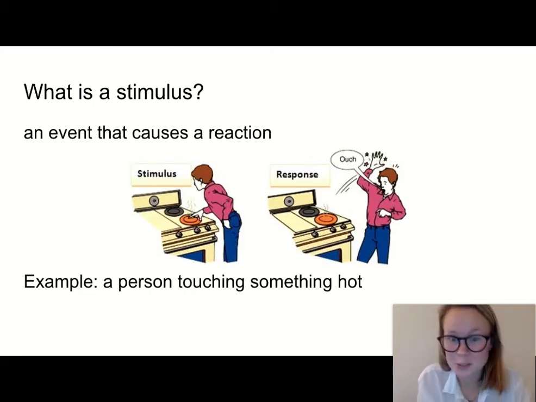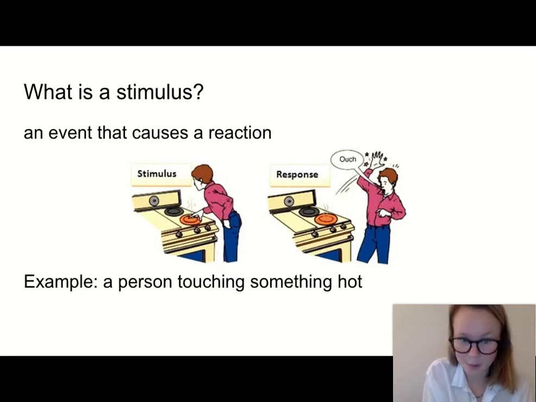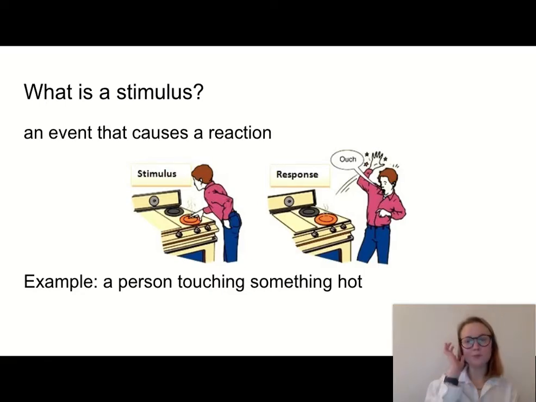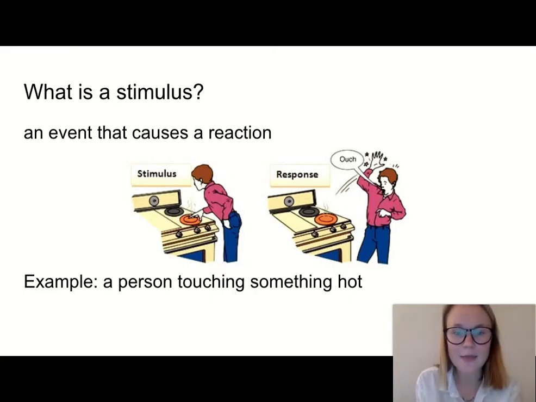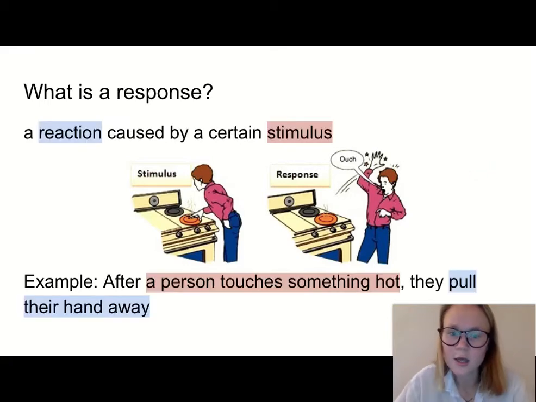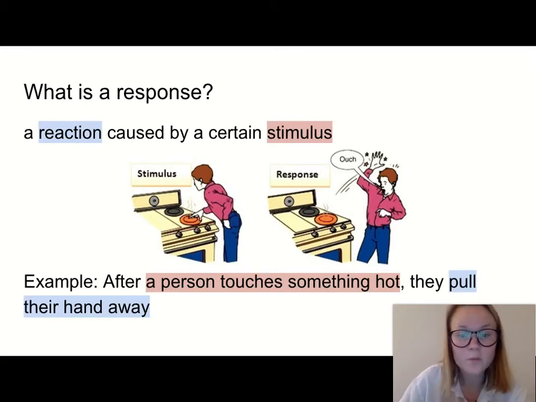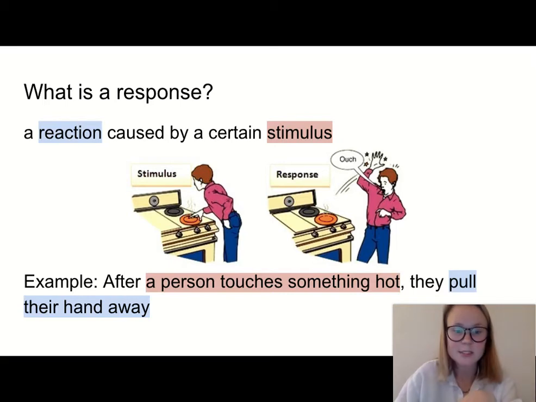So, many of you had questions about this word stimulus when you were doing this assignment. A stimulus is an event that causes a reaction. An example of this would be a person putting their hand on a hot burner or something that's hot and then immediately pulling their hand away because it hurt them. A response is a reaction that is caused by a certain stimulus. So in this example, the stimulus is that the person is touching something hot, and the response is that they pull away.